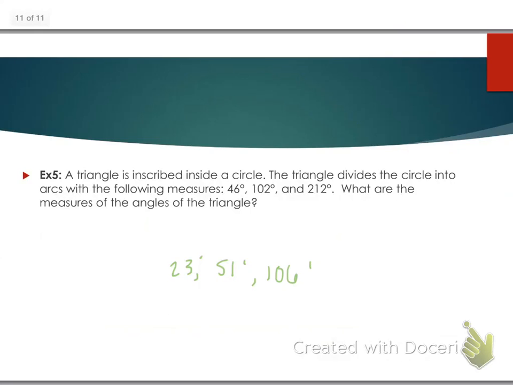Okay, so a representation of what it would look like would be something like this, and then we've got 46, 102, and then 212.